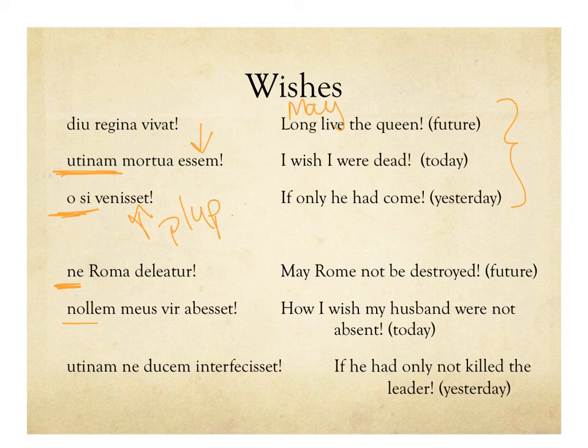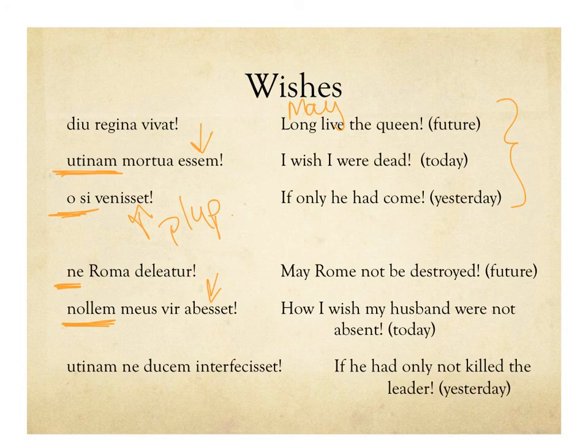You can see here, nolem I'm using with the imperfect subjunctive. So this is a wish for the present. Nolem meus vir abesset. How I wish my husband were not absent right now. Right? Nolem meus vir abesset.